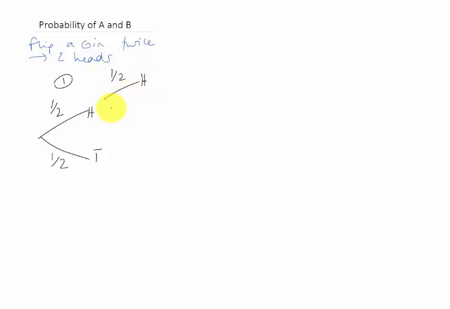same thing. So we've already got a head here, and then half the time you'll get a head and half the time you'll get a tail. Here you've already got a tail, half the time you'll get a head, half the time you'll get a tail. Good, so all these things are equally likely, so a quarter of the time you'll get each of these.